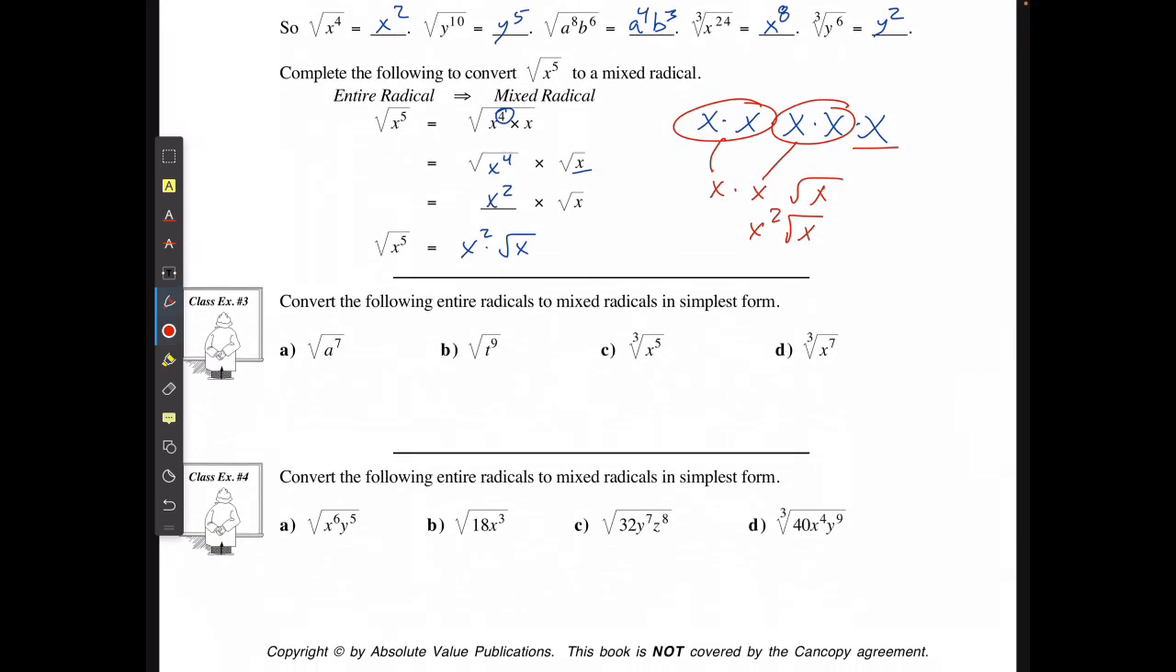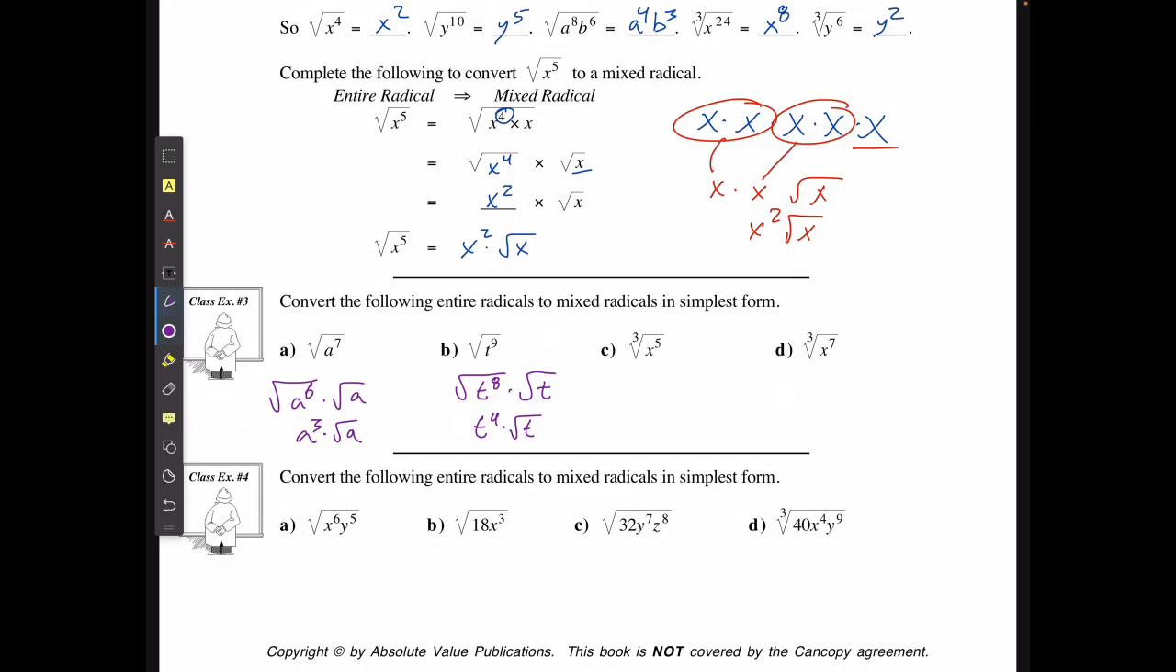So, if I'm converting the entire radicals into mixed radicals, well, 7 isn't divisible by 2, but the number just under it is. I could say that this is going to be the same as the square root of a to the 6 times the square root of a, or a cubed and the square root of a. 9 isn't divisible by 2, but 8 is, so t to the 8 and t is going to give me t to the 4 and the square root of t.